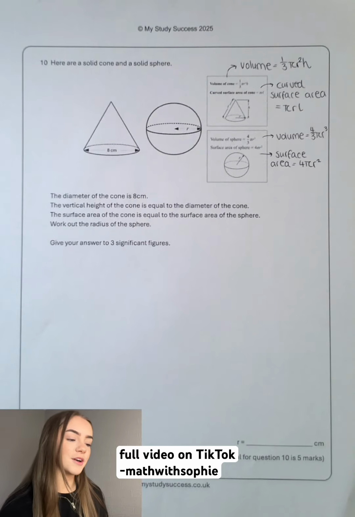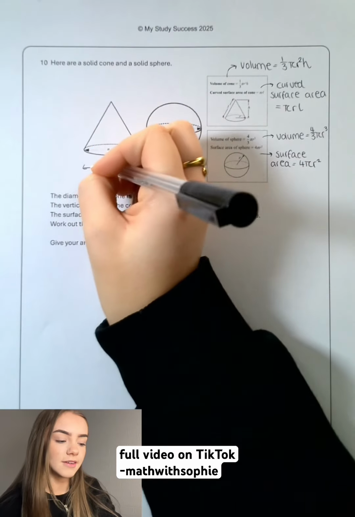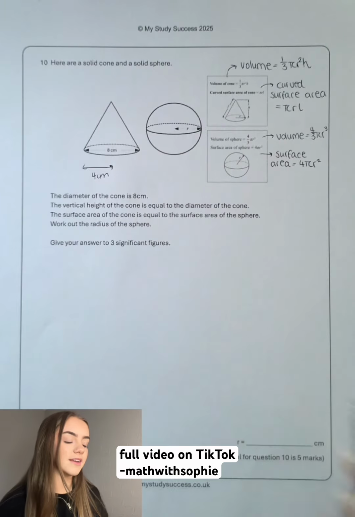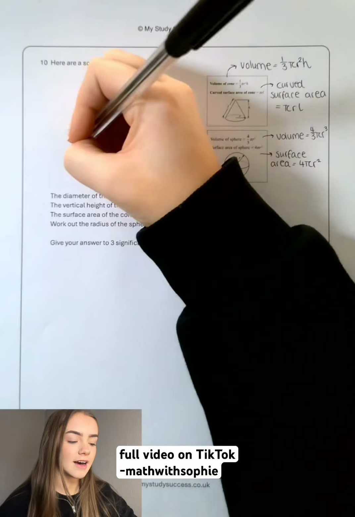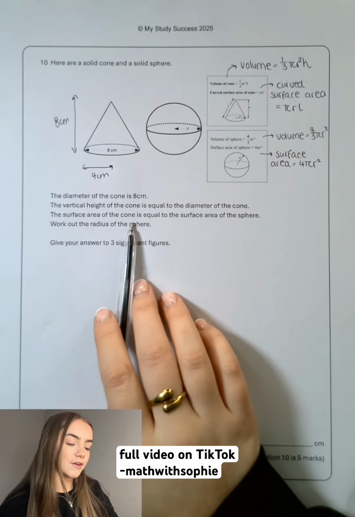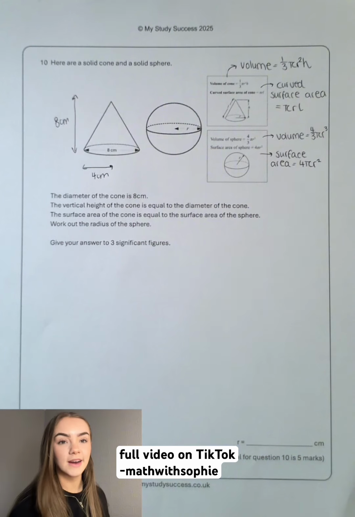Here are a solid cone and a solid sphere. The diameter of the cone is 8 centimetres. We could also add on that half the diameter, the radius, will be 4 centimetres. The vertical height of the cone is equal to the diameter, so the height from top to bottom will be 8 centimetres. And the surface area of the cone is equal to the surface area of the sphere. Work out the radius of the sphere.